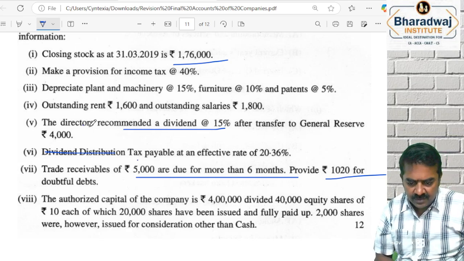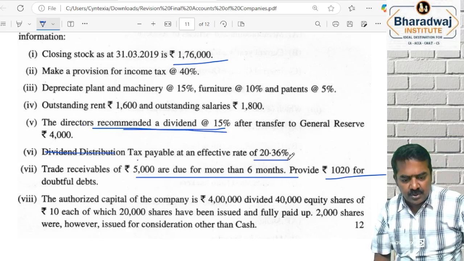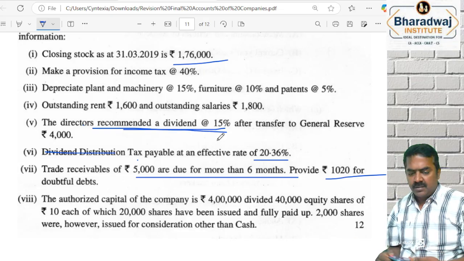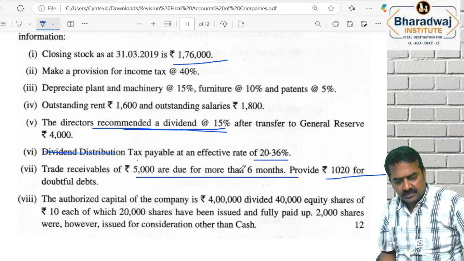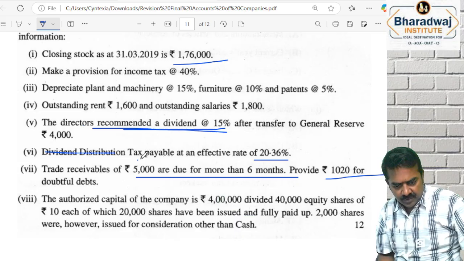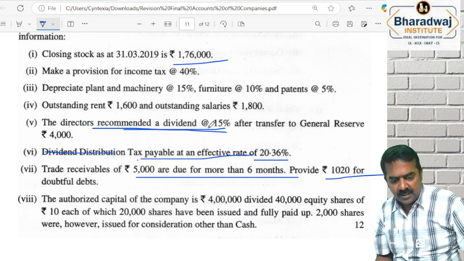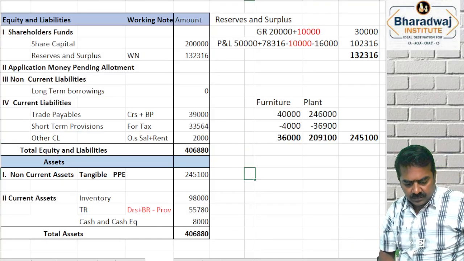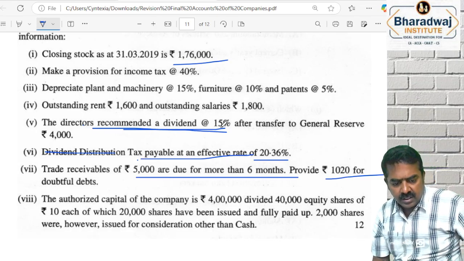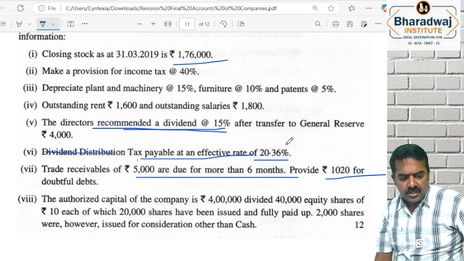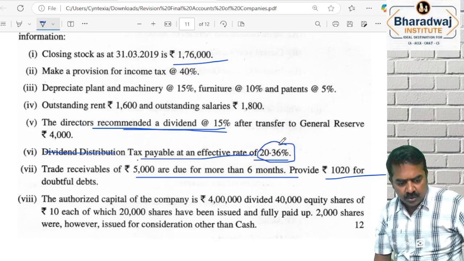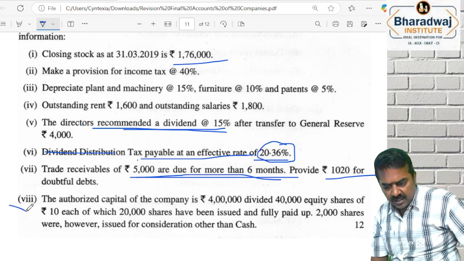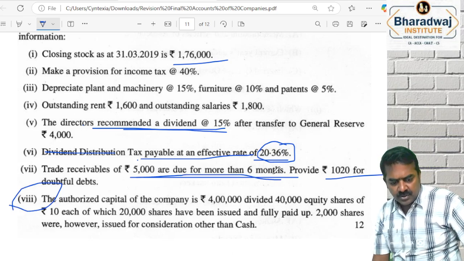When this dividend is paid, this dividend distribution tax is payable. It will not affect the problem. The dividend is paid, then the tax is paid. In the question, both this dividend proposed and this dividend distribution tax are notes to accounts. Trade receivable due for more than 6 months. The point number 8, all are notes to accounts.